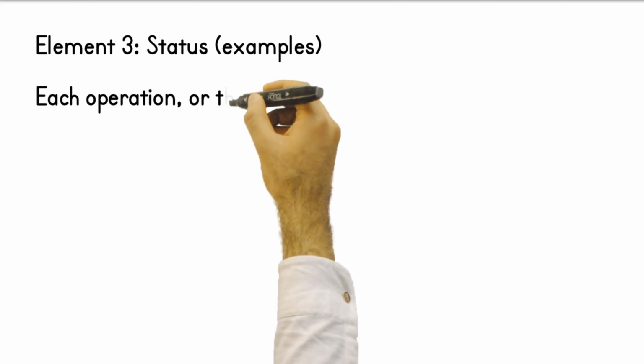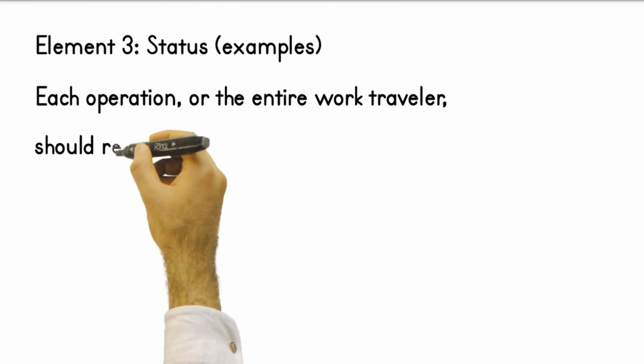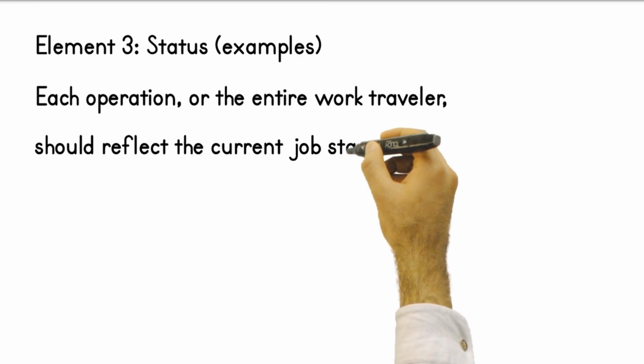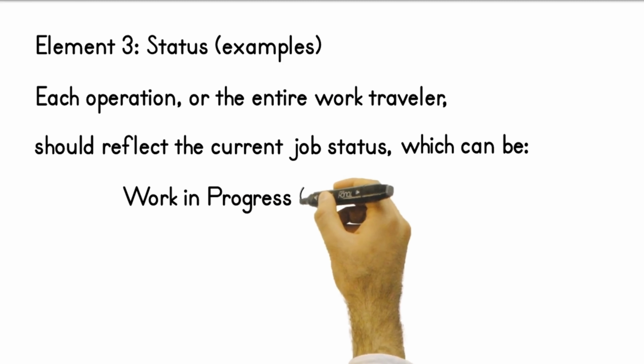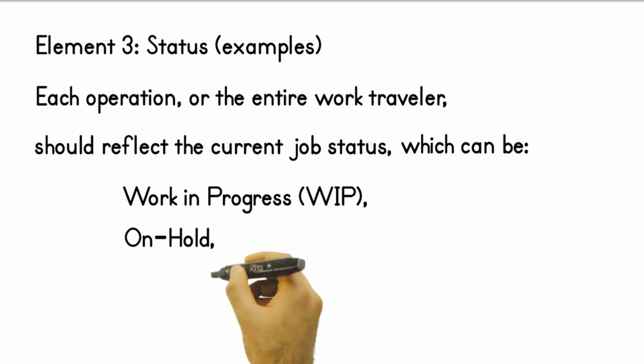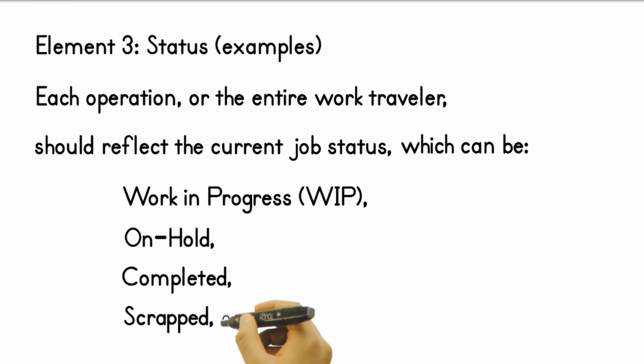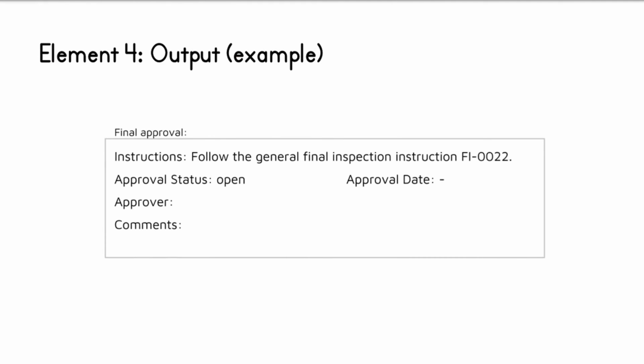Each operation, or the entire work traveler, should reflect the current job, operation, status, which can be work in progress, WIP, on hold, completed, scrapped, or reworked. Element 4. Output. The output section summarizes the final results of the work order.